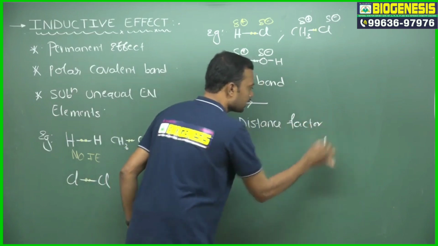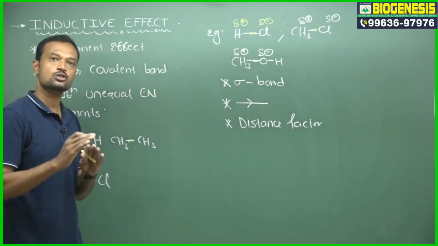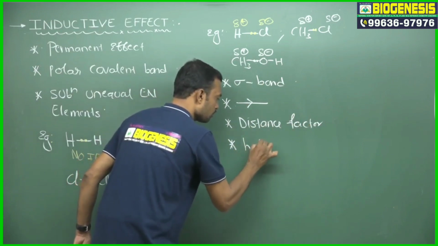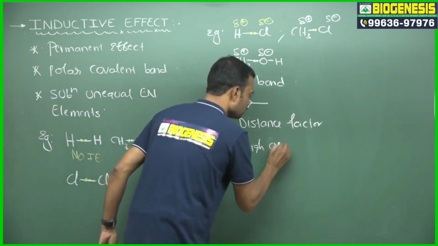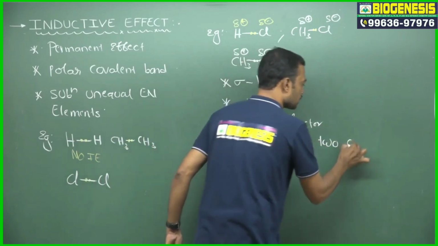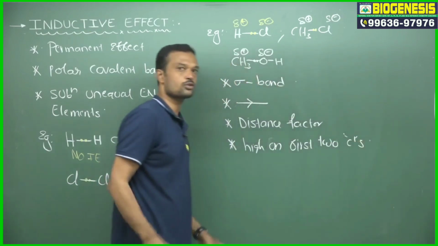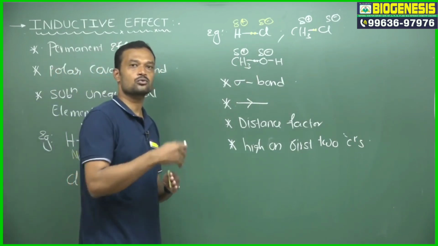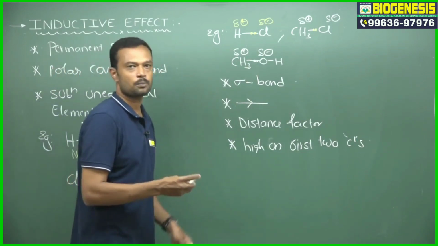You remember here, the distance factor is applicable up to the first two carbons only. So the effect is very high on the first two carbons. I am taking two carbons, the first attached carbons; it is very high on them. From the third carbon onwards, it slowly diminishes, and from the third to the fourth, it finally disappears.